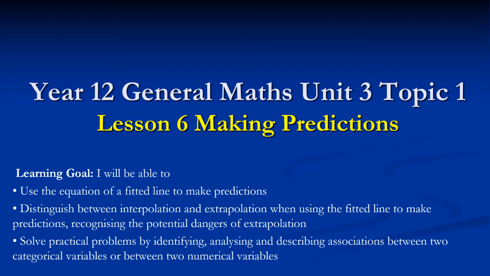Okay, hello students and welcome to our last lesson on bivariate data analysis. We're going to be using the equation of the least squares line today to make predictions, and some of those predictions involve interpolation and extrapolation, and there are some dangers that you need to recognize about extrapolation. Then we're going to use this to solve some practical problems by identifying, analysing, and describing associations between two sorts of variables.